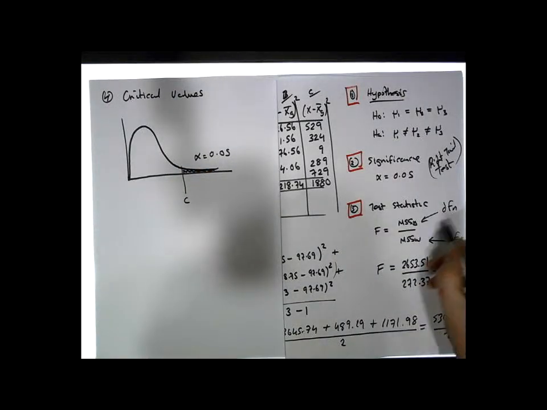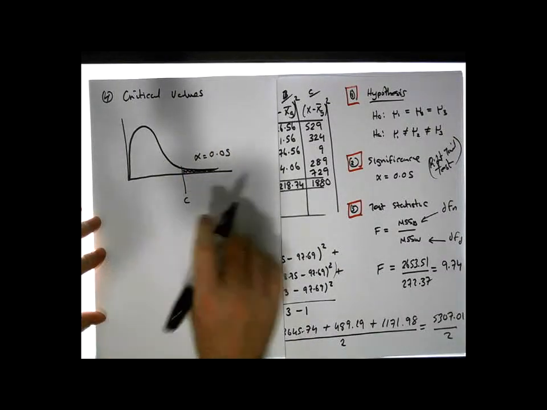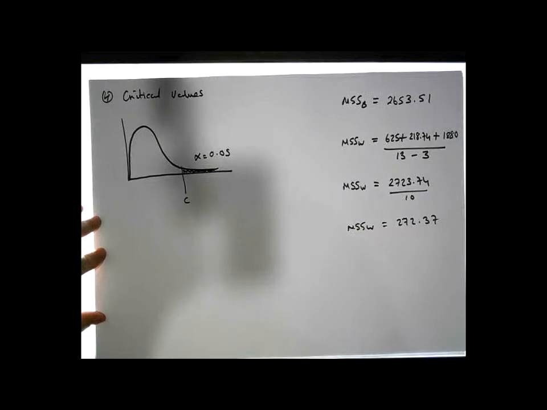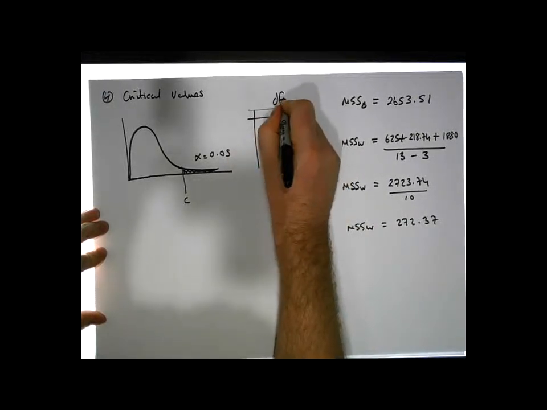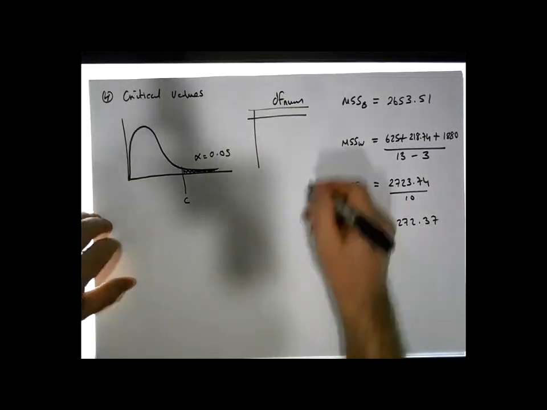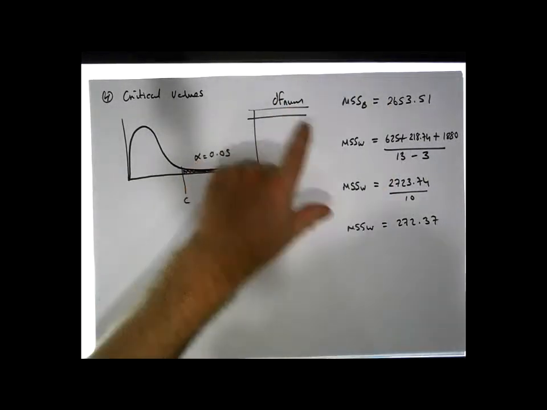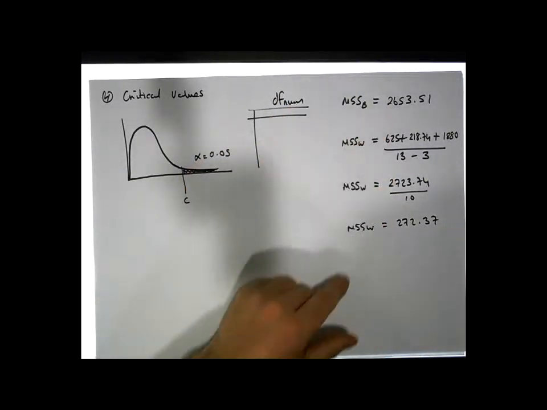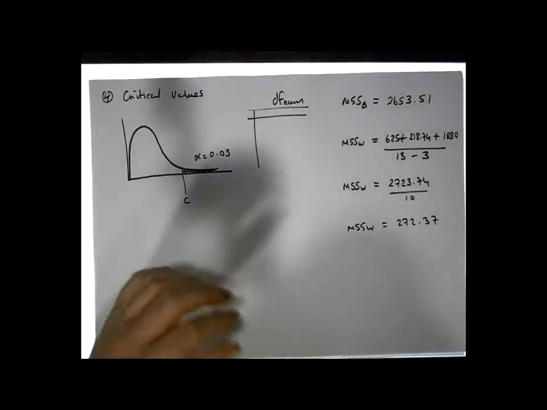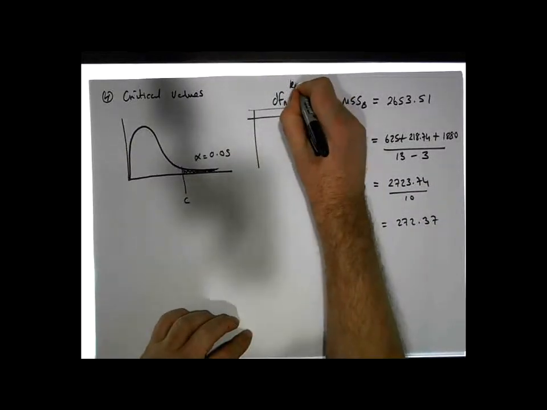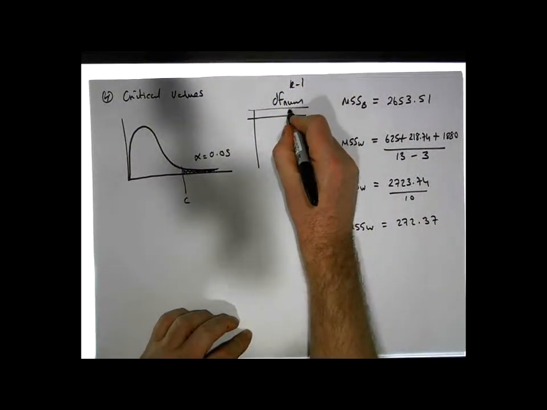Now, the degrees of freedom that our tables use. Our table looks something like this. Here's our table now. We have our degrees of freedom in our numerator here. Our numerator was our between measure, so it's k minus 1. It's the number of groups minus 1. In that case, 3 groups minus 1 gives us 2.